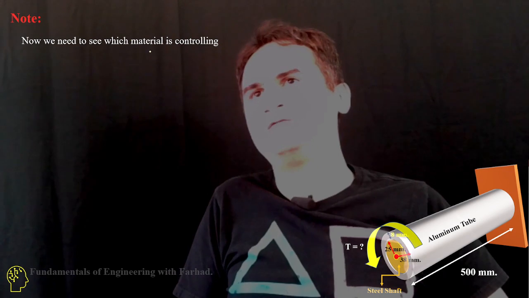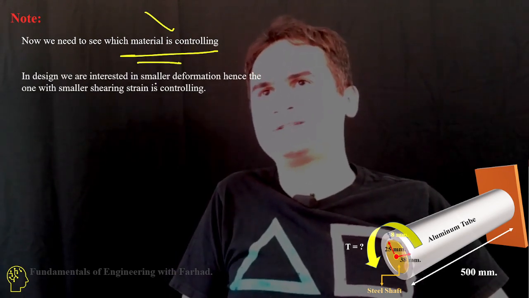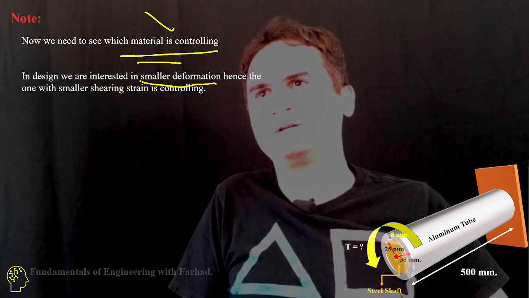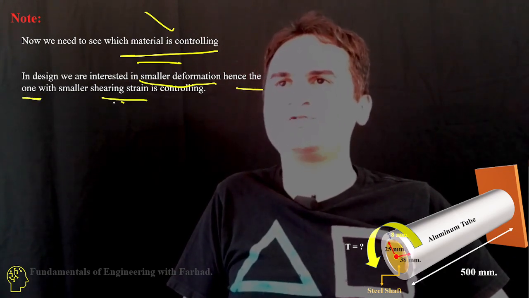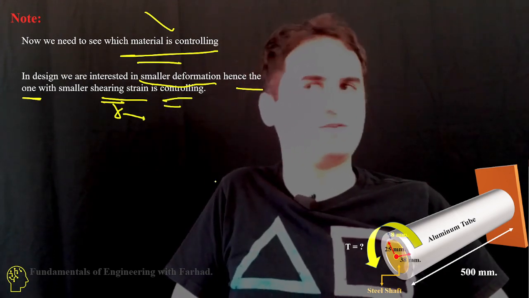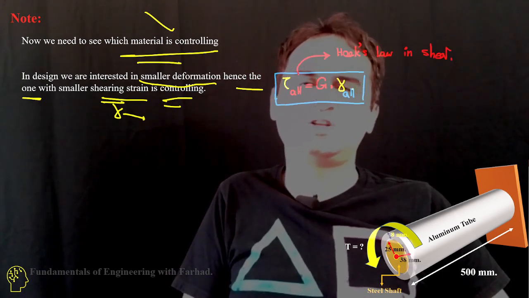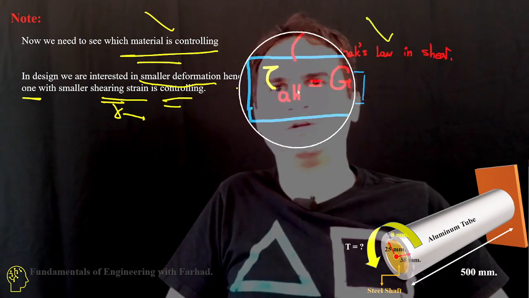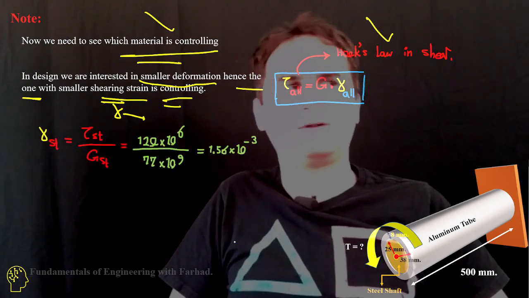Now we need to see which material is controlling. In design, we are interested in smaller deformation. That's our concept. The material with the smaller shearing strain, gamma, because we are looking at shear stress right now, is the controlling one. Tau allowable is G times gamma allowable, and that's Hooke's law in terms of shear. Tau is equal to G times gamma, and the smaller the gamma, that's the controlling.